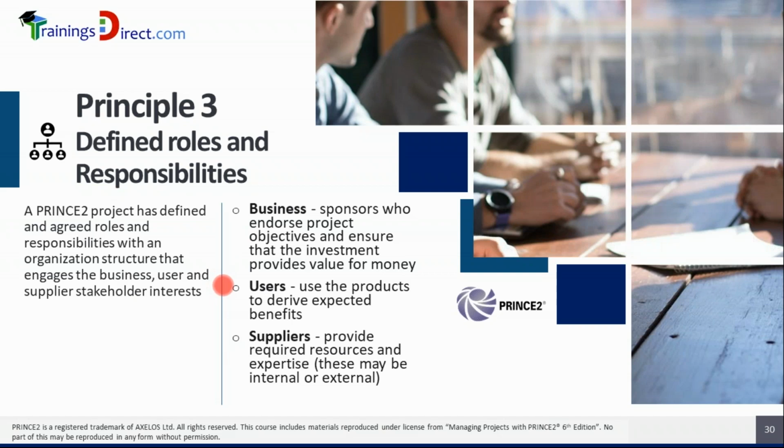Users, they use the products to derive expected benefits. Therefore, users will also specify what they want. So therefore, generally, most of the requirements of the project come from the users.